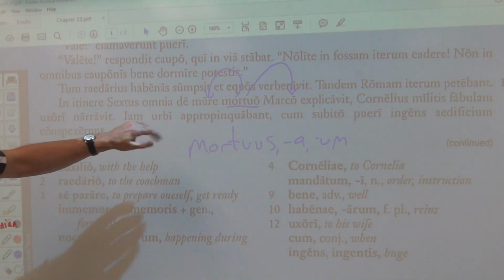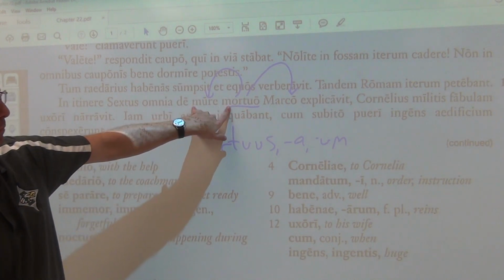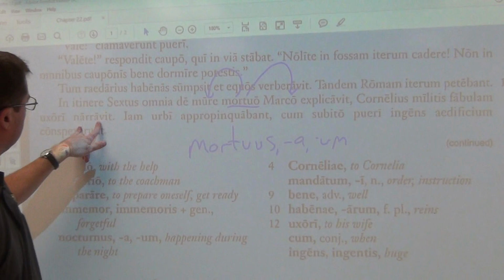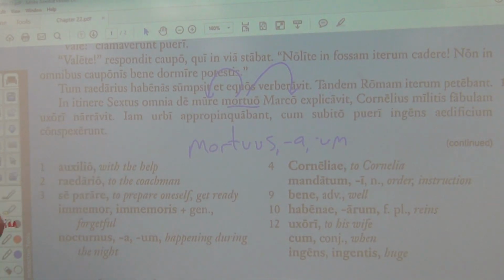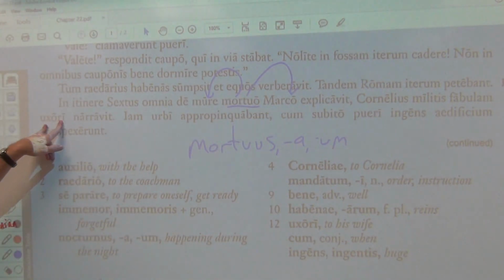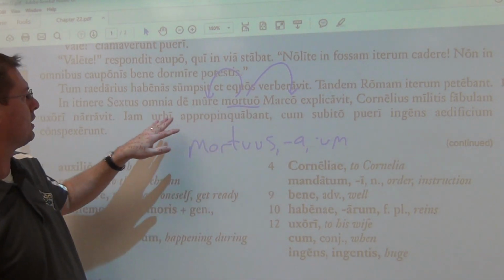So, on the journey, Sextus explained to Marcus all things about the dead mouse. Remember the one that was found underneath his bed. Cornelius did tell the story of the soldier to his dative wife. And there, of course, with the I ending, is the third declension. Now, here we see it again. And so now they were approaching the city.